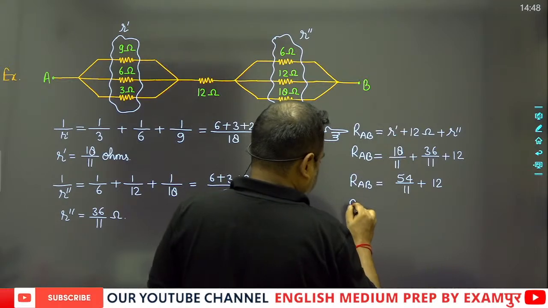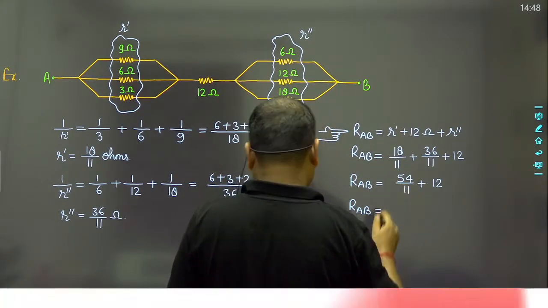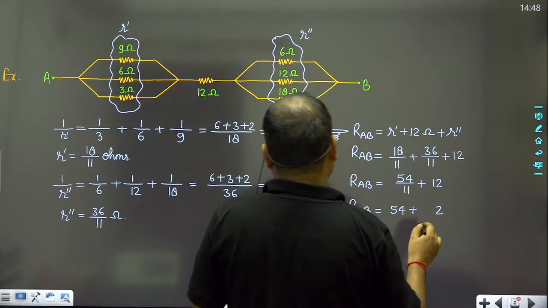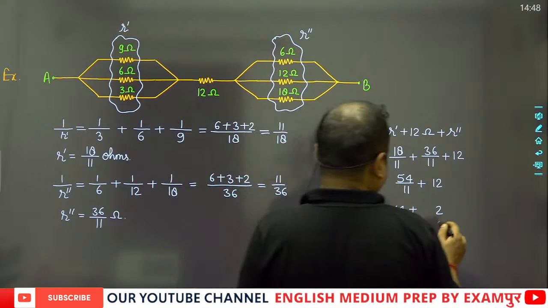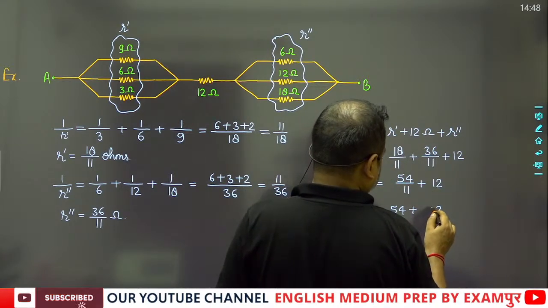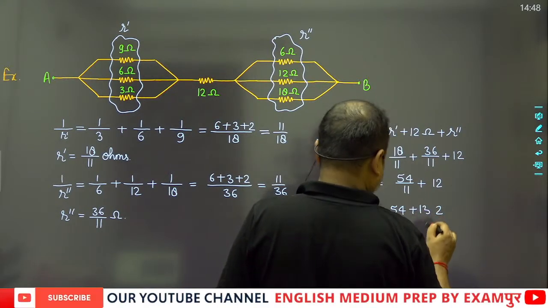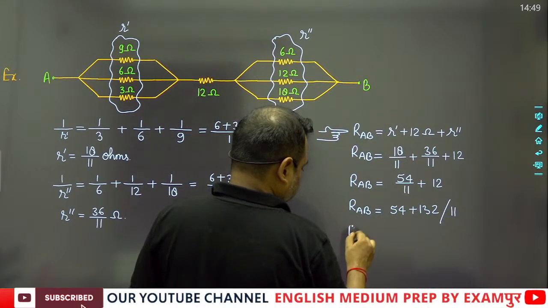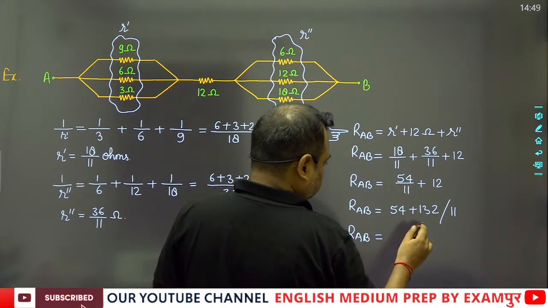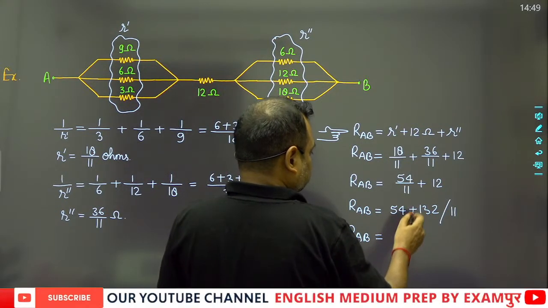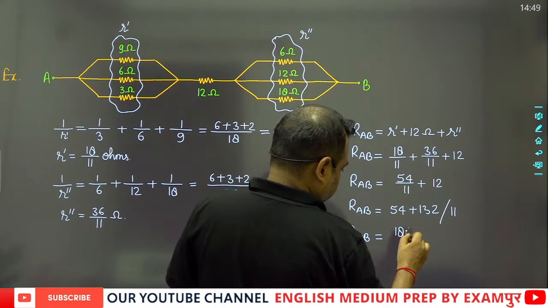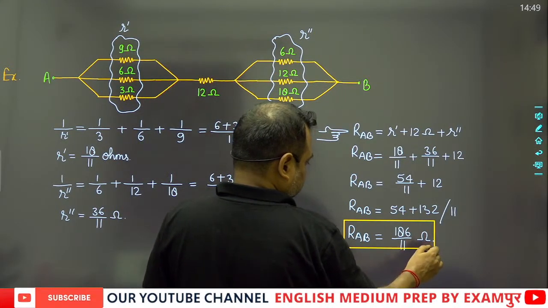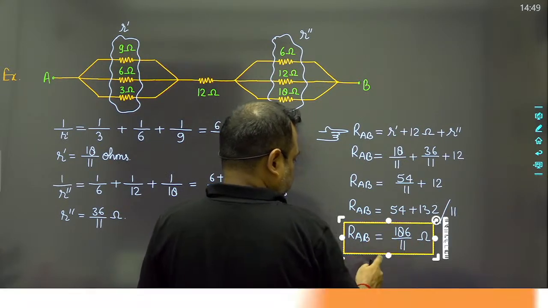So RAB is equal to 54 upon 11 plus 12. Twelve elevens are 132, so it is 132 upon 11. So here the correct answer will be RAB, and RAB will be equal to 186 upon 11. Okay, so this will be the correct answer.